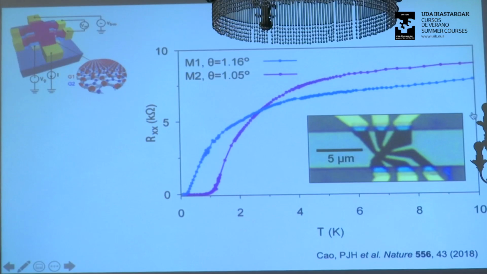The resistance below a certain temperature falls by several orders of magnitude, below our noise measurement floor. These are 2 different devices. By now we have more than 15 devices, and this has been reproduced by several groups now. So magic angle graphene superconducts.